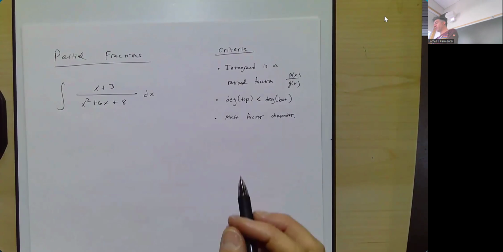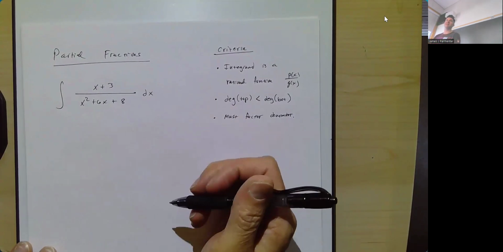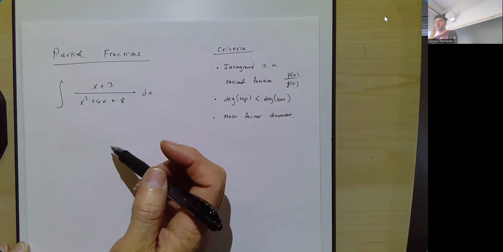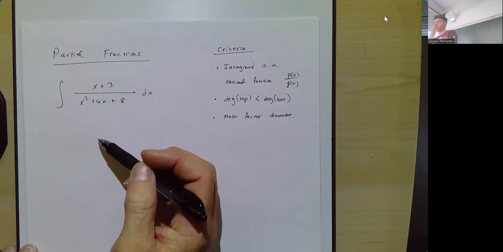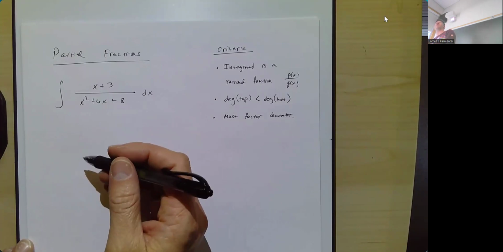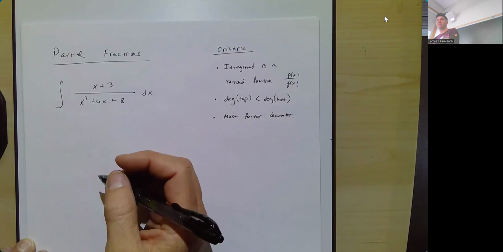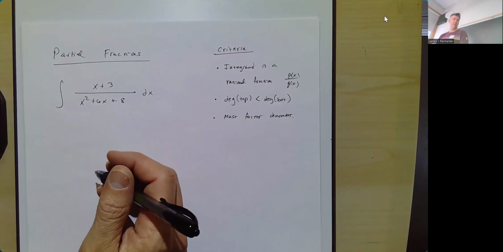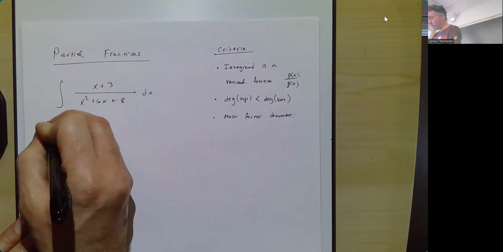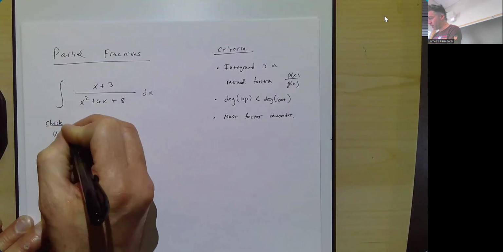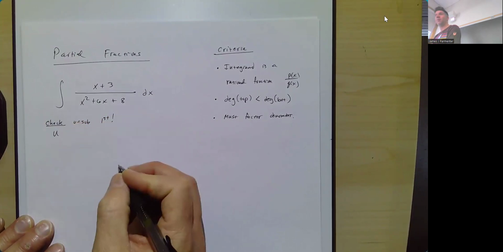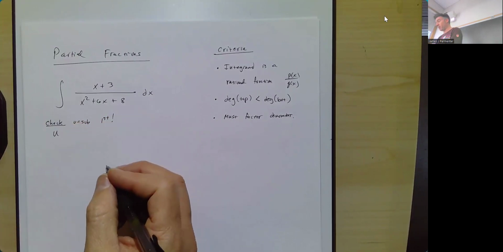And then before you do any of these things, you should double check you couldn't have done something else first. So looking at this, it definitely meets all the criteria. Rational, degree on top is smaller than the degree on the bottom, and the bottom does factor as x plus 4 times x plus 2. And before I thought of any of that, I should have checked to make sure that I couldn't have done a u substitution first. And I totally could. I could do a u sub. So check for a u sub first. It won't usually work, but here it does.